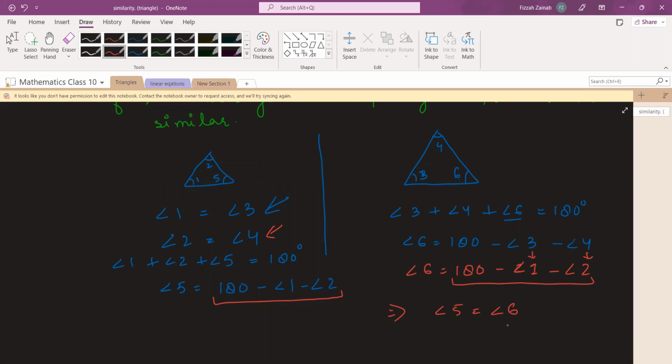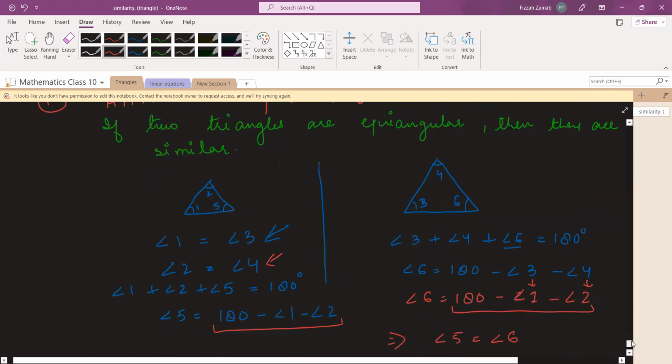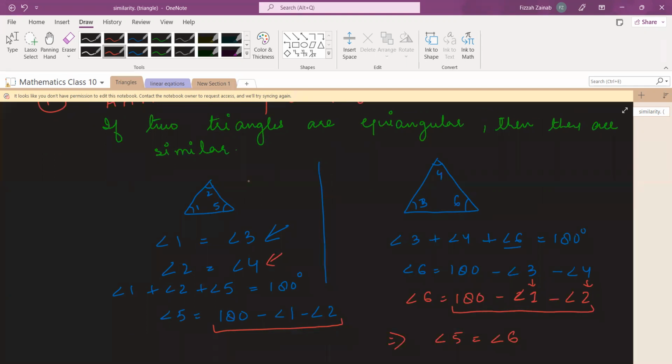Yes, ma'am. So ultimately, I'll get the third angle equal. The meaning is that if two angles are given to be equal, like corresponding angles are equal, the third angle is ultimately going to be equal. Understood? You don't have to show it. From the angle sum property, we know that ultimately it is going to come out to be equal.